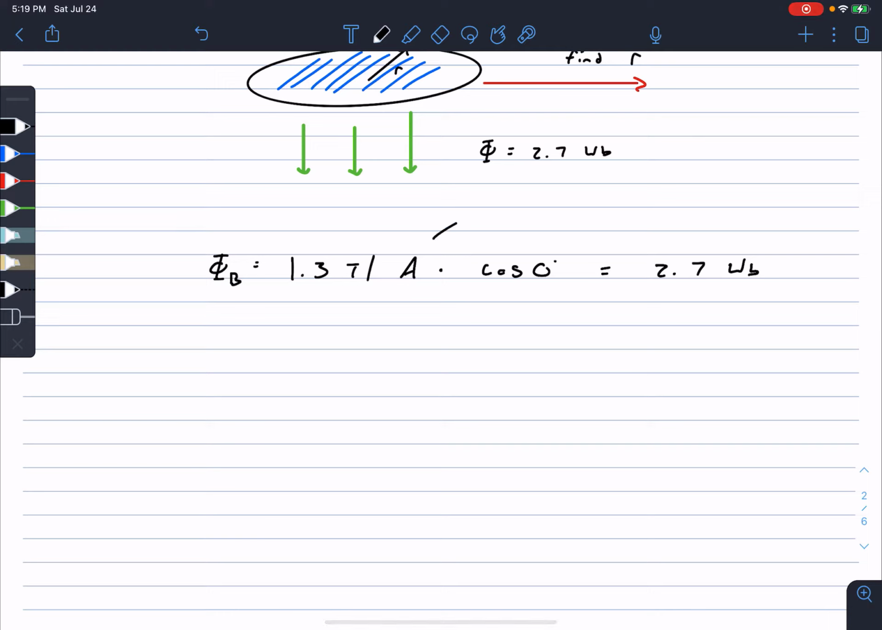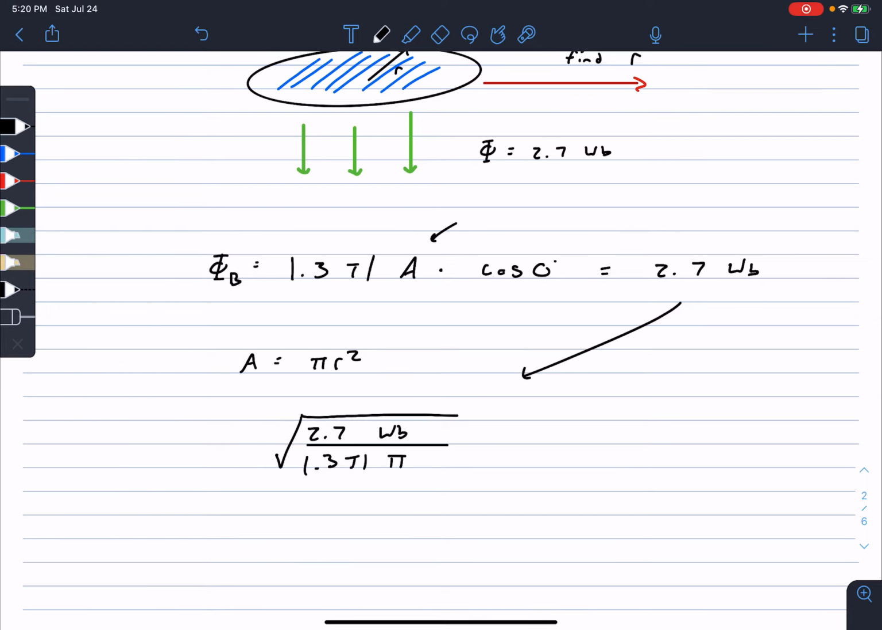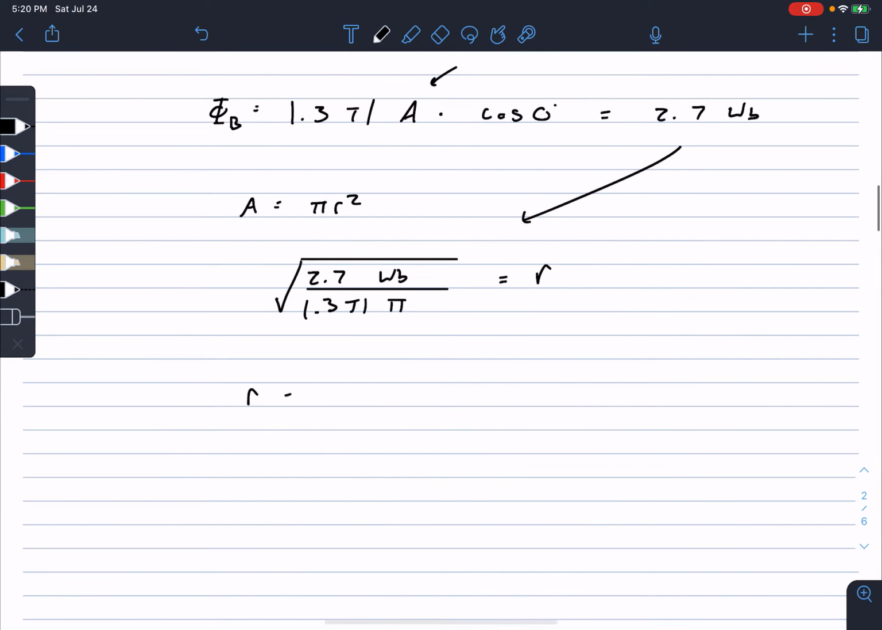So then we solve for R. Well, area is equal to pi r squared, so we can plug that in. Let's rearrange a little bit: 2.7 over 0.3 Tesla over pi, all under a square root. That will give us R. Right? And then we plug it into the calculator, 1.69 meters. That's what I got.